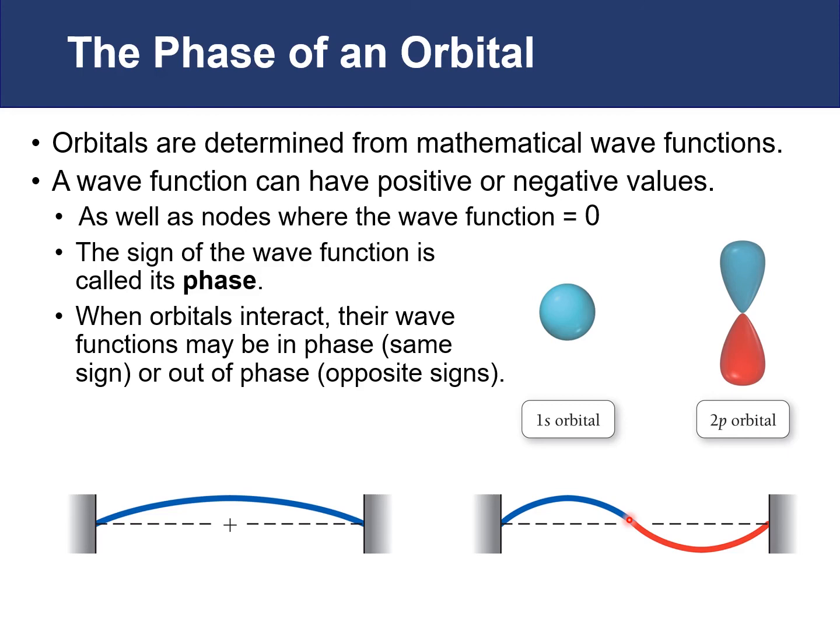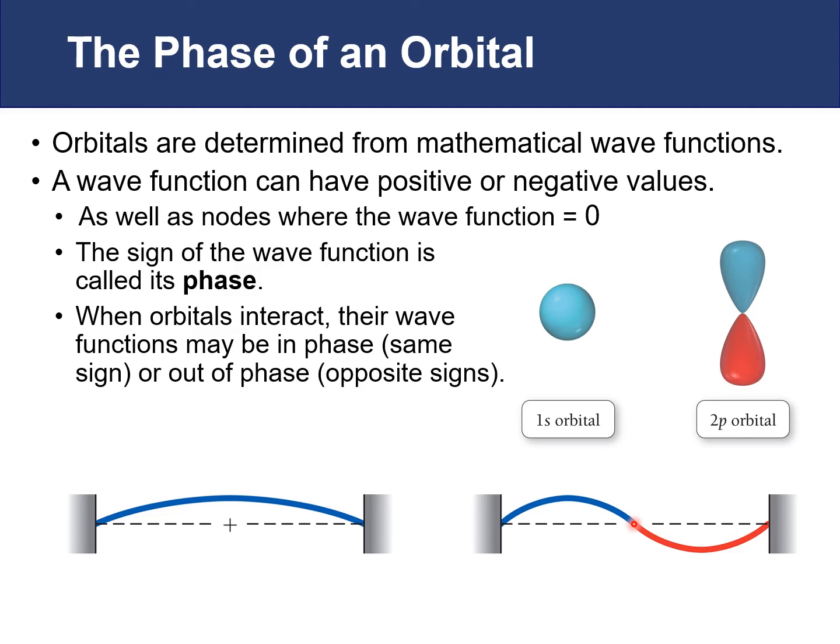Our orbitals can also have these nodes. These nodes are where the wave function is equal to 0. The node, because it's a set location that doesn't fluctuate up and down, this represents the location where the phase or the sign of our wave equation goes from positive to negative or negative to positive. So the nodes are where we have a change in the sign or a change in the phase of our wave function.